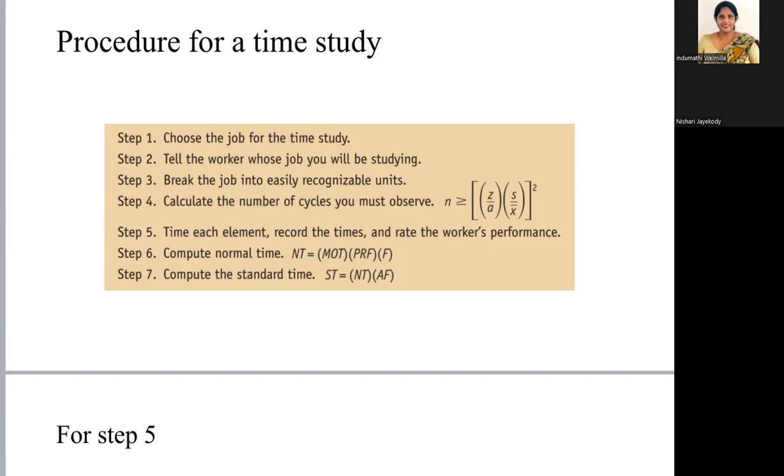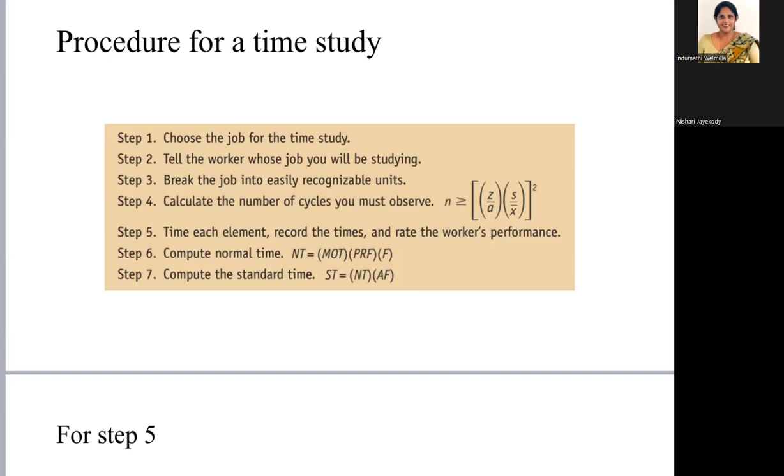Step 1, you need to choose the job for the time study. That's the procedure for a time study. Next, you need to tell the worker whose job will be studied. Break the job into easily recognized units, elements, or parts. Then calculate the number of cycles you must observe. Time each element, record the time, and rate the worker's performance. Compute normal time, compute standard time. Right? So that is the procedure for time study.